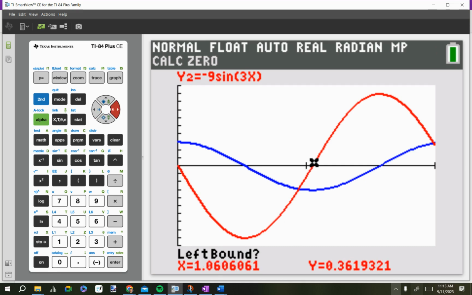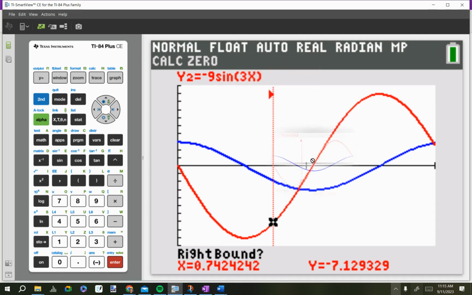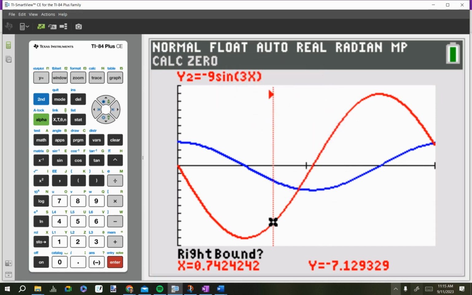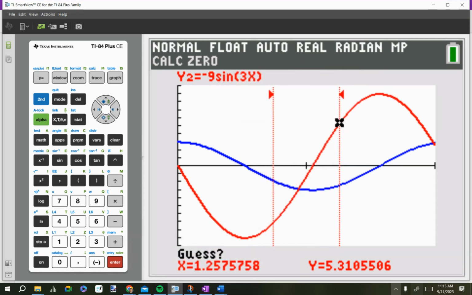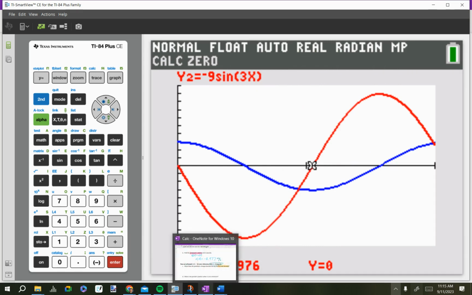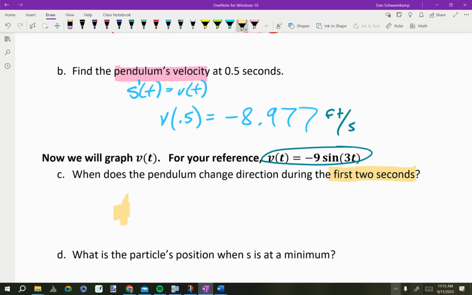It says left bound. So that just means I need to move to the left a little bit. I'm going to hit the left button a little bit and hit enter. It's going to put that little arrow on my screen. As long as that's to the left of where I want, great, I'm good. Now it says right bound, so I'm going to go to the right of that spot a little bit. Hit enter. It says guess. If my answer is somewhere between those two lines, I'm good. I'm going to hit enter a third time. Boom, there's my answer, 1.047. T equals 1.047.